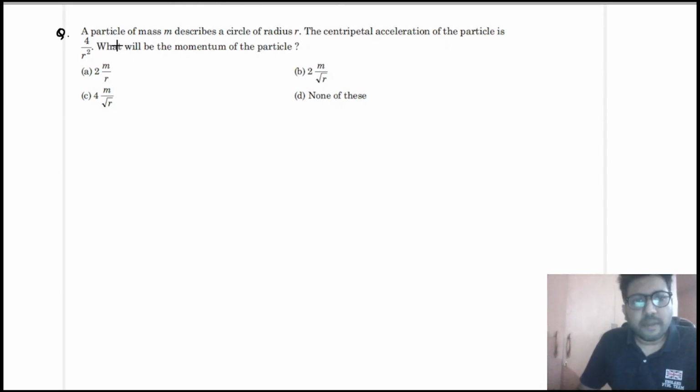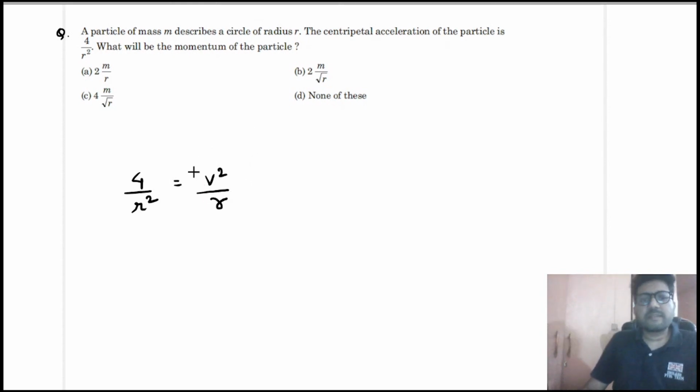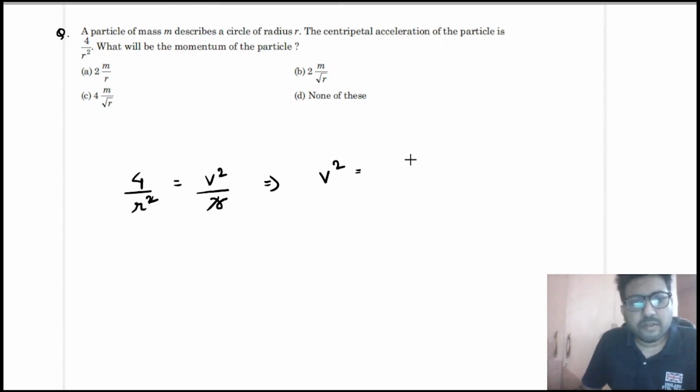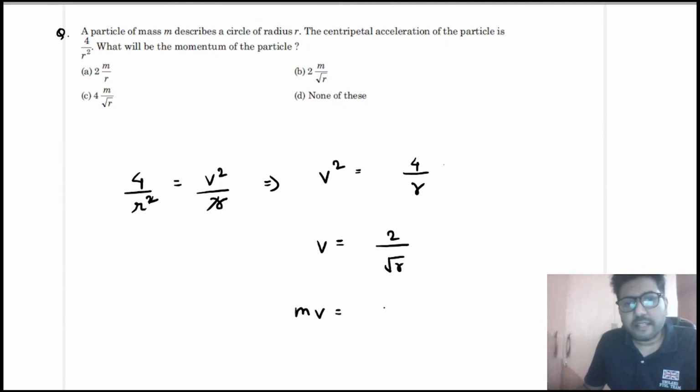So the particle describes a circle of radius r and the centripetal acceleration is 4 by r square, which is equal to v square by r, right? Because centripetal acceleration is always v square by r. So from this one r gets cancelled. You will say v square is equal to 4 by r. Then they are asking you what is the momentum of the particle. So from this you will get the value of v as 2 by root r. So what will be the momentum of the particle? mv, and that will be equal to 2m by root r.